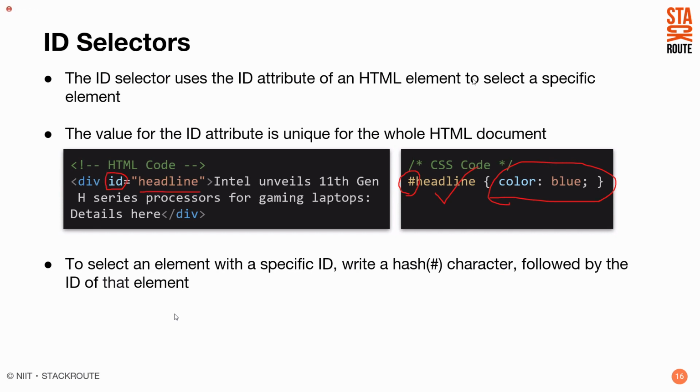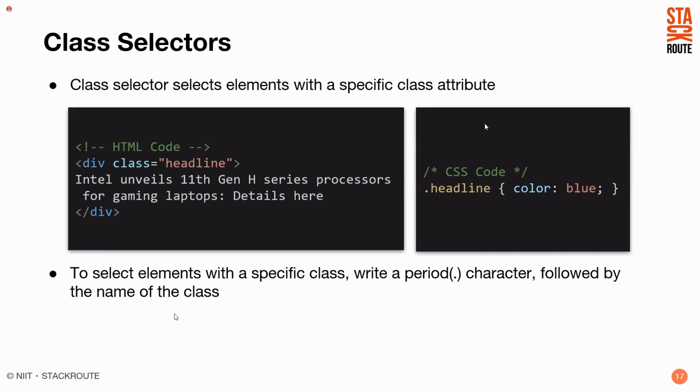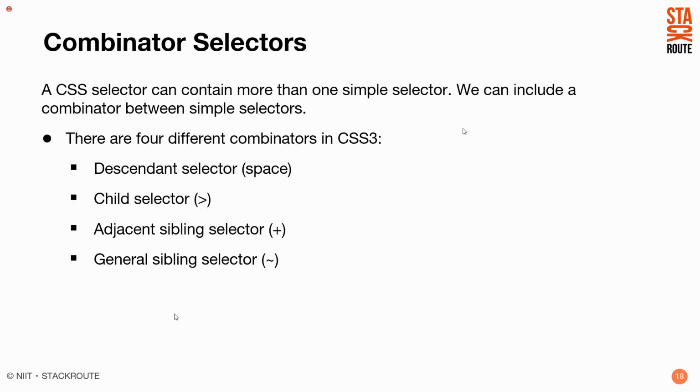The third category is the class selector. The class selector will be defined along with the dot operator, the period operator, and here you will call it with the class attribute. So moving on to the next, what is that? Nested style, or in other terms, we can call it the combinator selector.